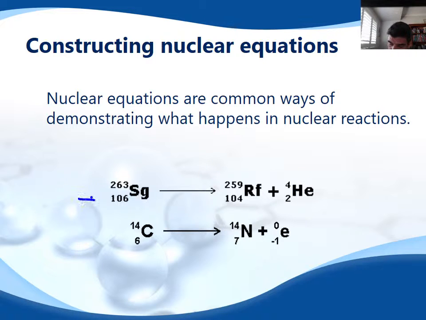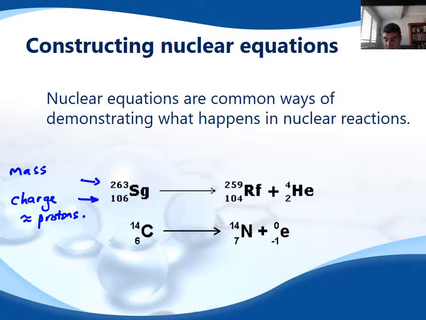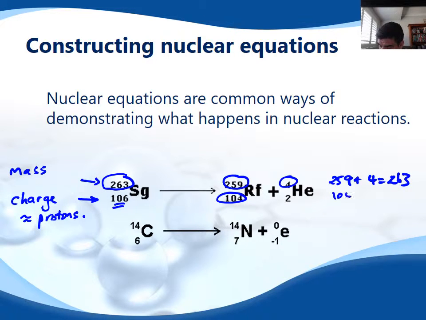We need to make sure that we balance the atomic numbers, which we're going to be regarding, I guess, as the charge. So this is equivalent to the number of protons, and hence sometimes we can have a negative number there. And this number is the mass, so the total mass. And both of these numbers need to be equal on either side of the arrow. So if our total on this side is 263, then we must have 259 plus 4 to equal 263. And that's these two numbers here. Likewise, the number on the bottom, 106, must also be a result of 104 plus 2 to equal 106.